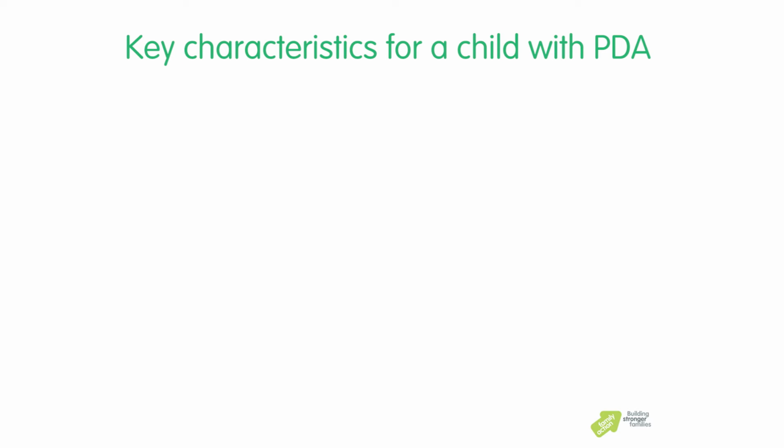The key characteristics for a child with PDA are explosive and variable behaviour. Not all children with PDA are disruptive, but the possibility is there. This can include the need to be in control, threatening language, poor emotional regulation and hypervigilance.